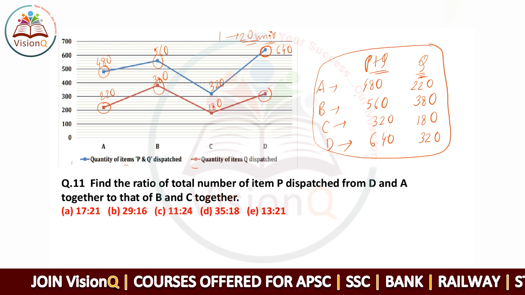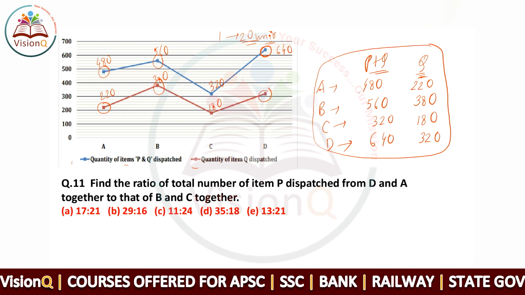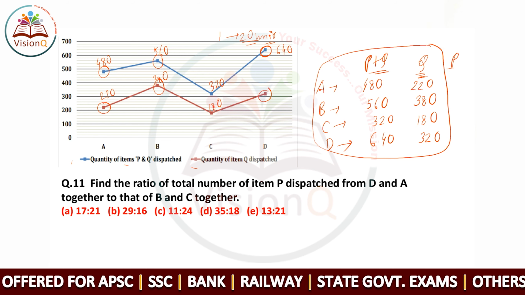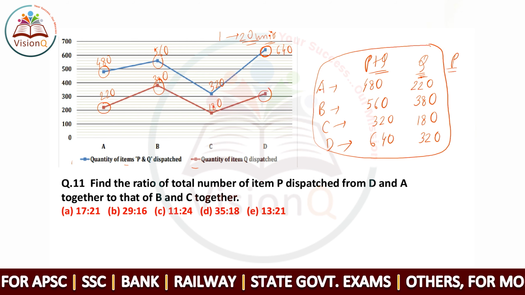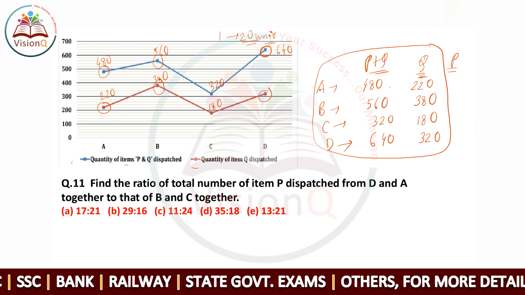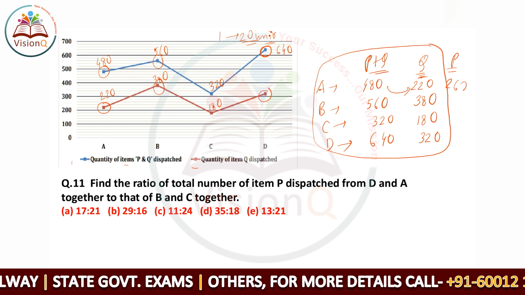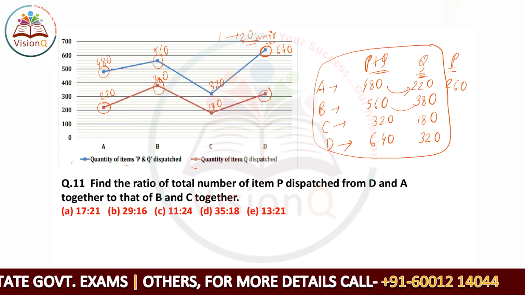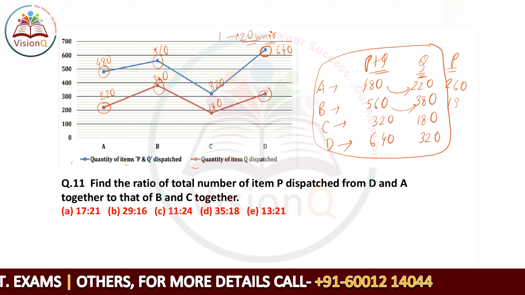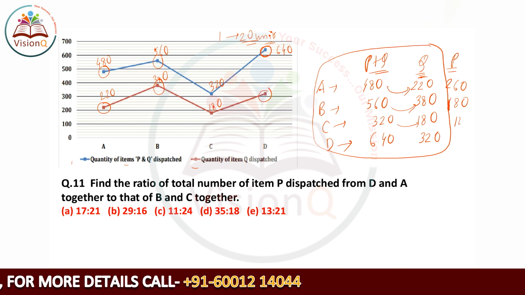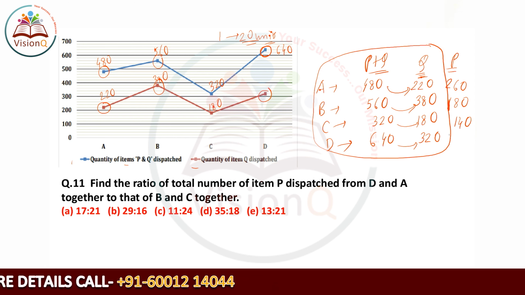Now you have to just see what else you can find out from these two pieces of information. If I subtract P plus Q minus Q, I can find the value of P in all of A, B, C, D. So let me find out the value of P also. 480 minus 220 will be 260. 560 minus 380 will be 180. Then 320 minus 180 will be 140. And 640 minus 320 will be 320. So we'll just discuss the questions based on this data.